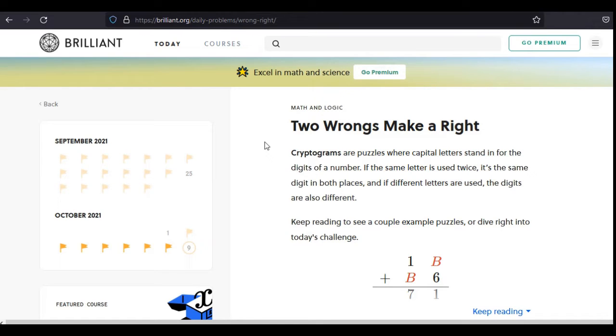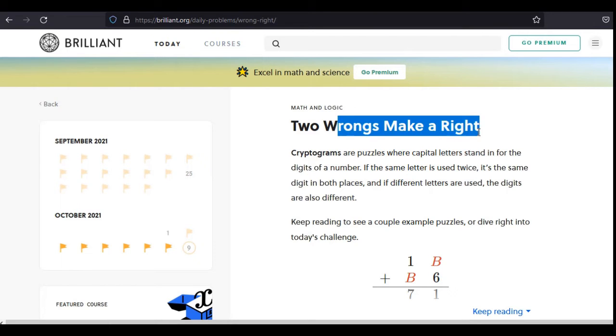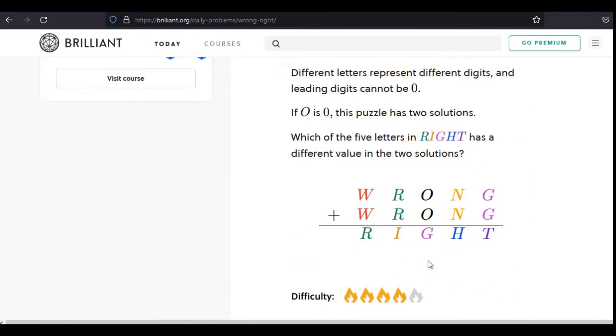Okay, what puzzle does Brilliant have for us today? Two wrongs make a right. Okay, let's look at the puzzle.